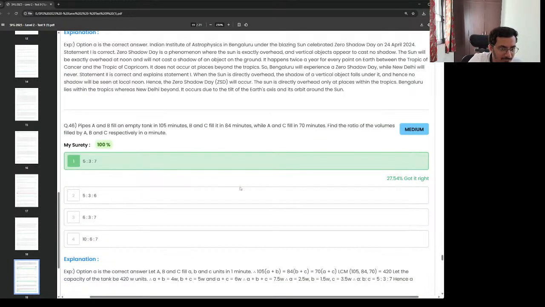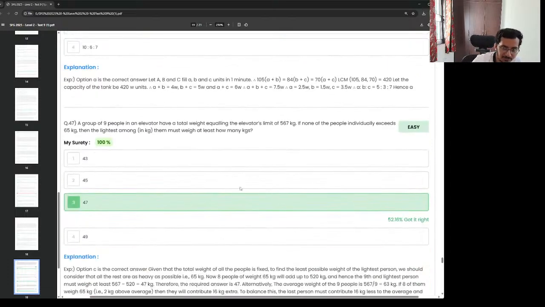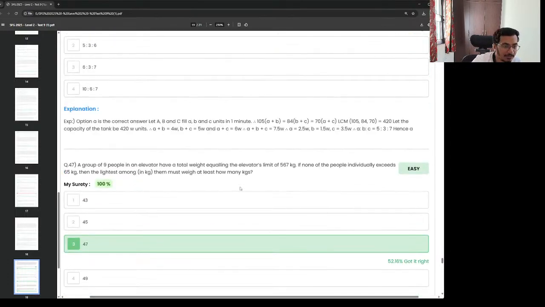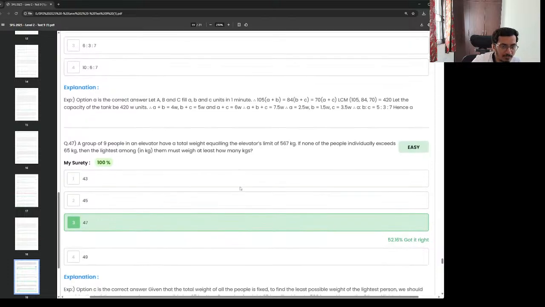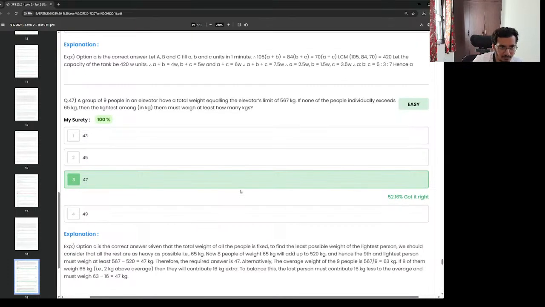I have seen people do this, because what you do is you just assume a tank of say 1020 liters and two of them together take 8 minutes. Yeah, this one is an easy question. Another easy question. So basically none of them may exceed 65 kg, so the maximum weight is 65. So 65 into 8 is 520. 520 plus 47 kg is the minimum they will have to weigh.